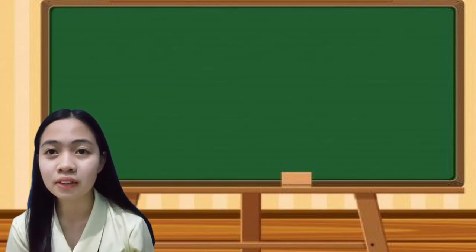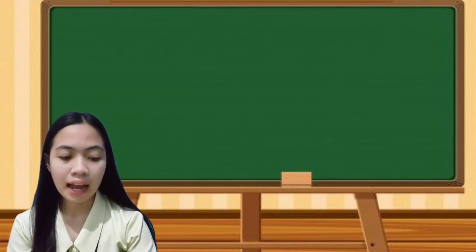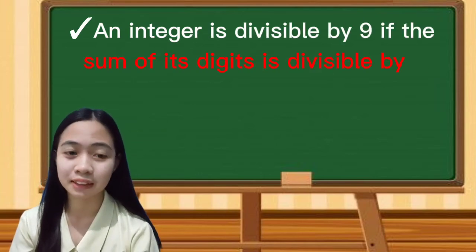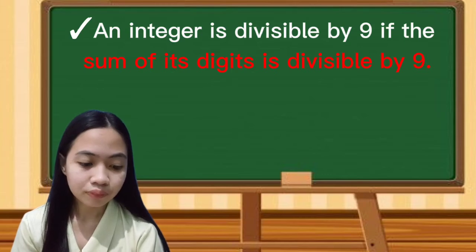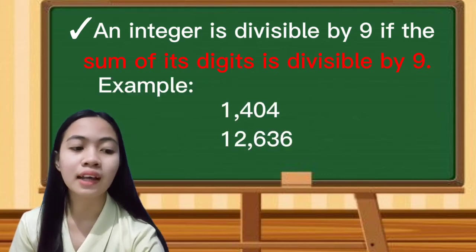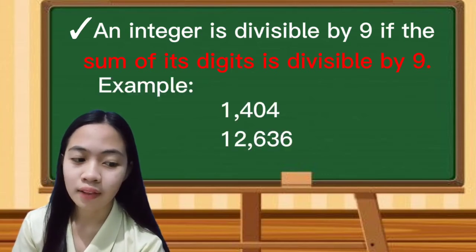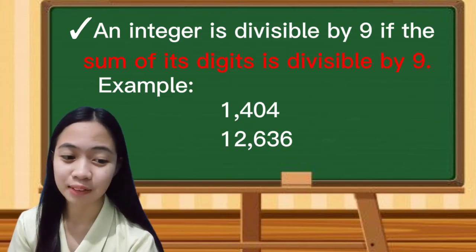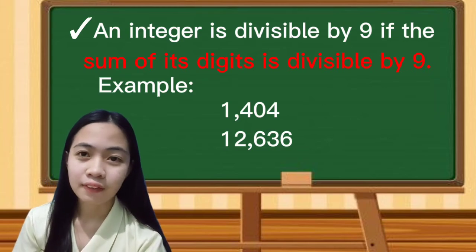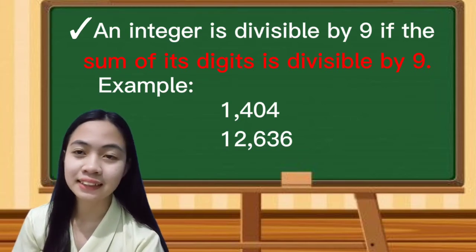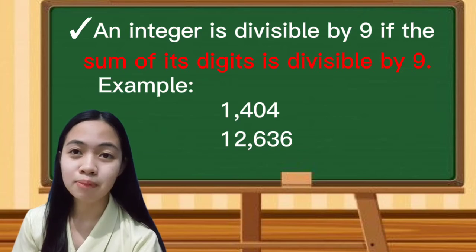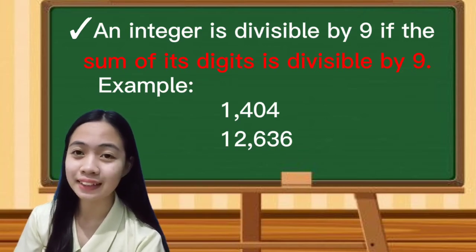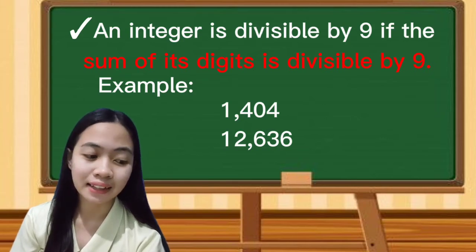Now, divisibility rule of number 9. An integer is divisible by 9 if the sum of its digits is divisible by 9. Example, 1,404. 1 plus 4 plus 0 plus 4 is equal to 9, and 9 is divisible by 9. Another example, 12,636. 1 plus 2 plus 6 plus 3 plus 6 is equal to 18, and 18 is divisible by 9.